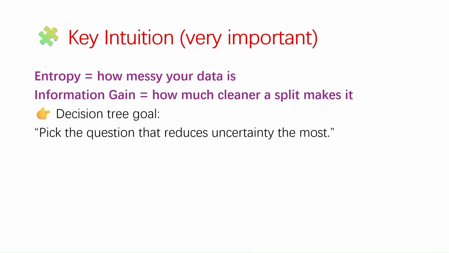Let's summarize the key idea. Entropy equals how messy your data is. Information gain equals how much cleaner a split makes it. And the goal of a decision tree is simple. Always pick the question that reduces uncertainty the most. That's how decision trees turn data into decisions. One smart question at a time.